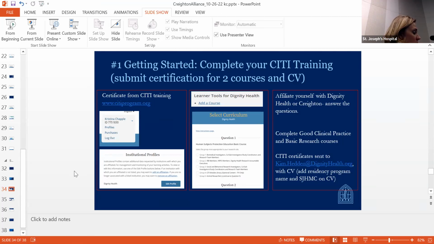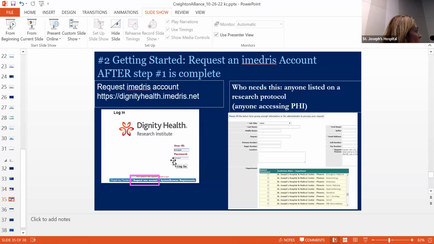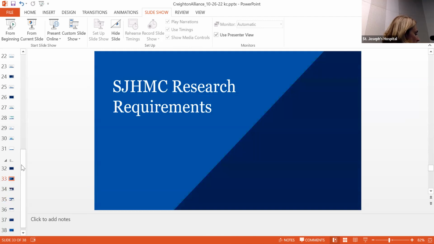Here at St. Joe's, you're going to send your certificates to Kim Hedden, and there's her email there, along with your CV. And then an iMedris account. If you go to this URL up there, dignityhealth.imedris.net, here in pink, you click on this button to request a new account. You're going to be asked some information, and then you submit it.